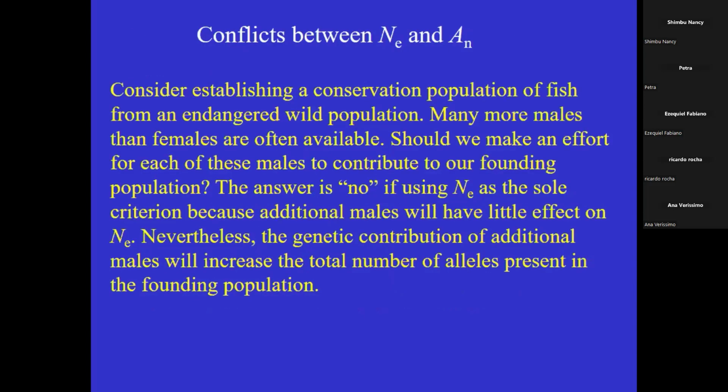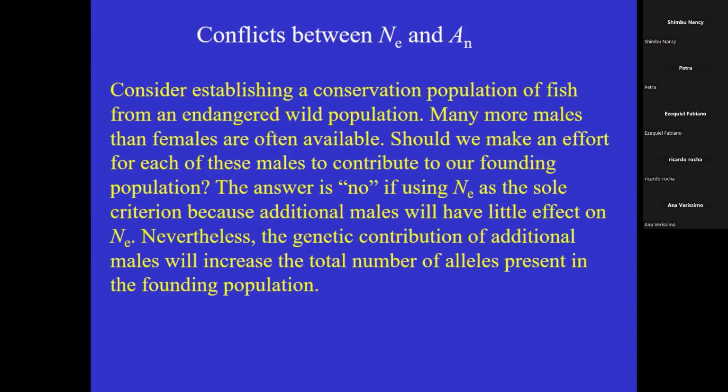And just an example, sometimes if we're going to take an action to conserve a species, there may be a conflict between effective size and the number of alleles. So let's think about starting a conservation population of fish. If we go out and collect wild fish, it's often much easier to find fertile, ripe males than females. So should we use all of the males that are available, or once we get a few more males than females, does it really make a difference?